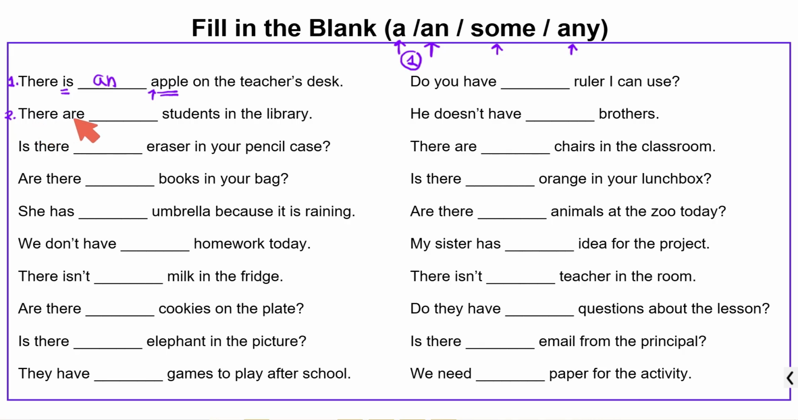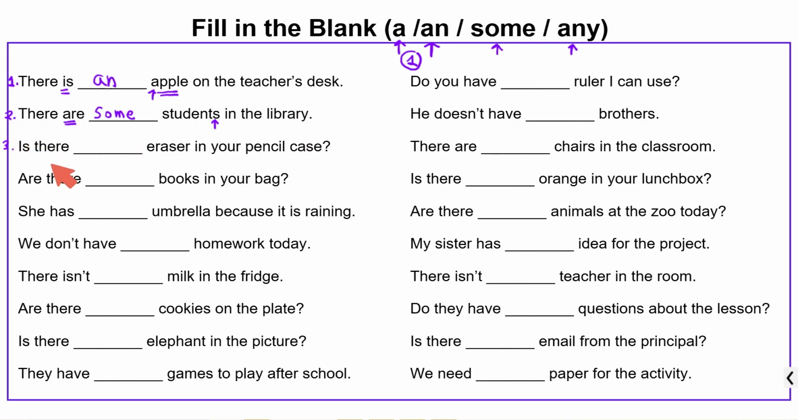Now, "there are." Are is plural, referring to more than one thing. So we have students. There are blank space students in the library. So our options are a and an, and we can't use these. So we will be looking at some and any. Remember, some is used for positive sentences for more than one thing or uncountable things. So this will be our best option. There are some students in the library. Let's move on to number three.